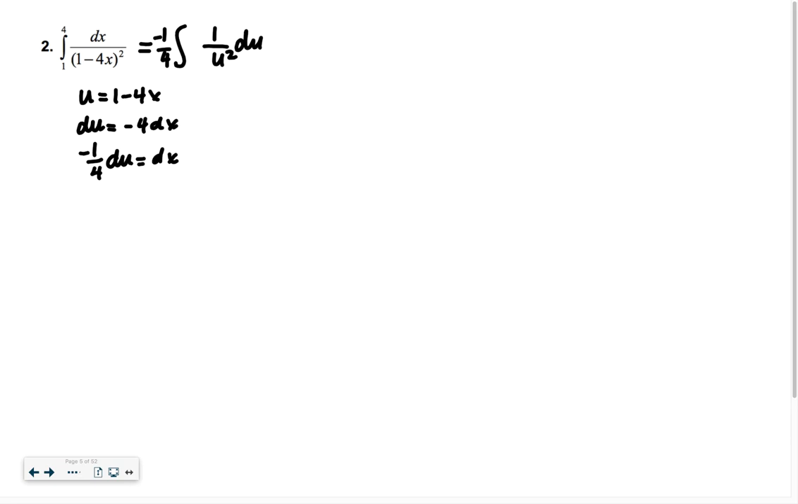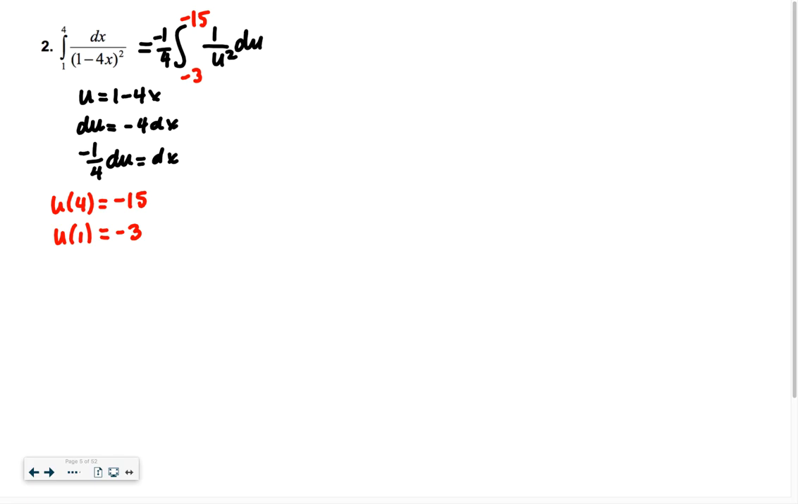All right, so let's do 1 to 4. So let's find what each of those are. When you plug in an x value of 1 in here, you end up getting 1 minus 4, which is negative 3. And when you plug in 4, you get 1 minus 16, which is negative 15. So you should have negative 3 to negative 15.